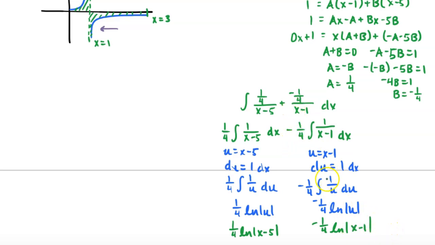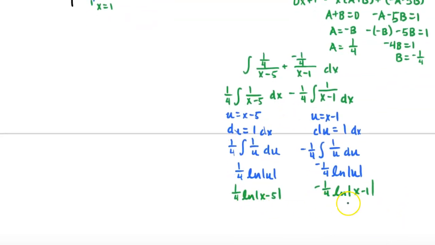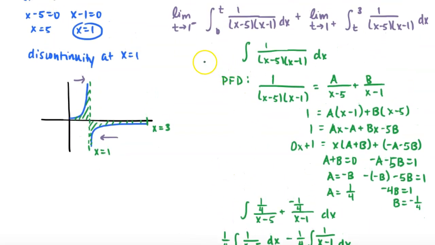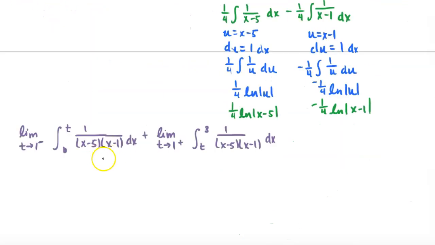Because both of these terms are added together, this will all give me 1/4 natural log of the absolute value of x minus 5 minus 1/4 natural log of x minus 1. Okay, and we are ready for that limit. So remembering that we're taking the limit, let me just copy and paste this down here. Let's remember what our goal is. So remembering that all we did was we evaluated both of these integrals.